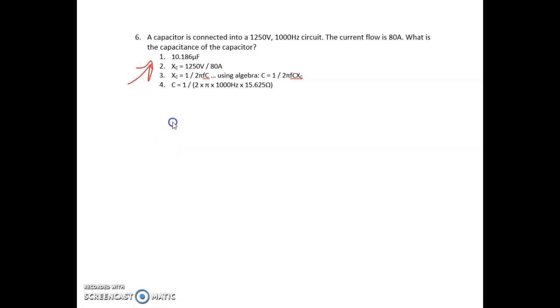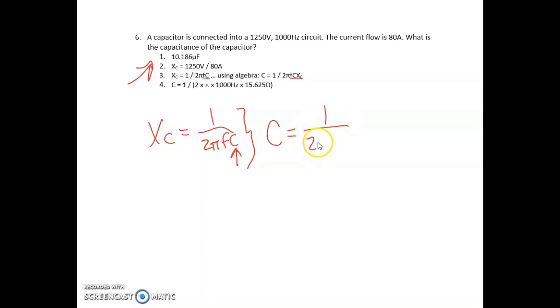And then if we take the formula that we know very well, we need to solve for capacitance. So by doing the algebra, we get capacitance equals 1 over 2 pi f X sub C, or capacitive reactance. That's this step here, and it gives an answer of 10.186 microfarads, or 10.2 microfarads.